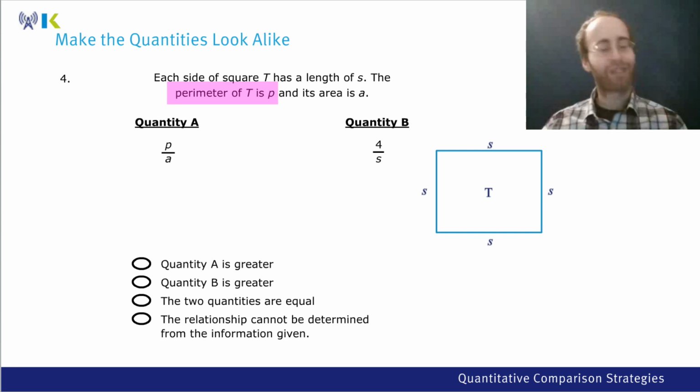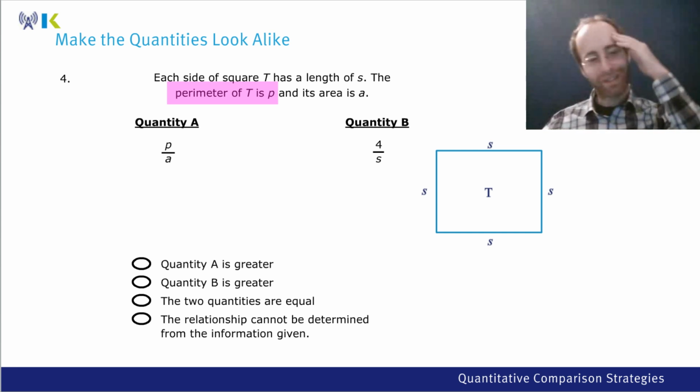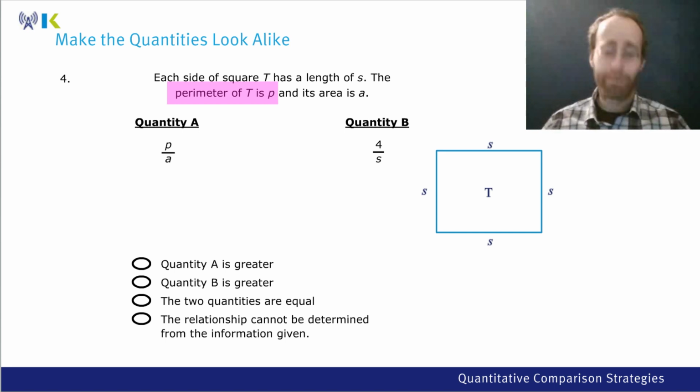So it's one of those things where it's like, oh, I haven't had math in 12 years. What's perimeter? Oh my goodness. And you do have to memorize some of these properties as you go into the GRE. Perimeter of a shape is the sum of all the sides.